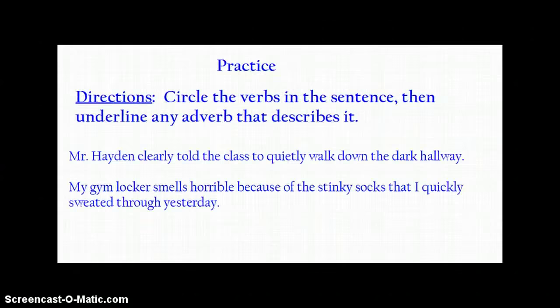That's really about it for learning about what an adverb does, but we need to practice finding them. So for this first exercise, I want you to write down these two sentences and circle the verb in the sentence, and then underline any adverb that describes that verb. So take a second, write these down, circle the verb, underline the adverb, and then restart the video.